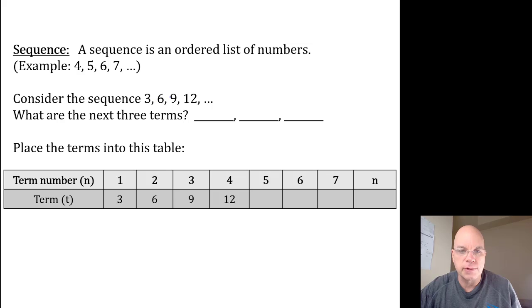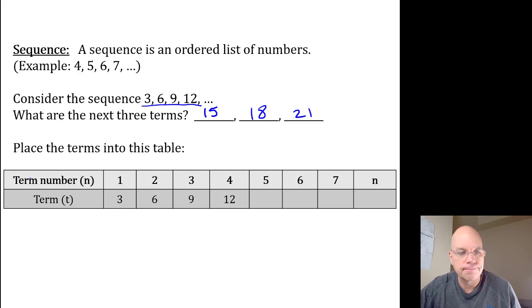This next sequence, 3, 6, 9, 12. These are multiples of 3. The next three terms in this sequence would be, of course, 15, 18, 21. Sometimes you'll see a sequence just written like this one is. Sometimes you'll see it in a table.